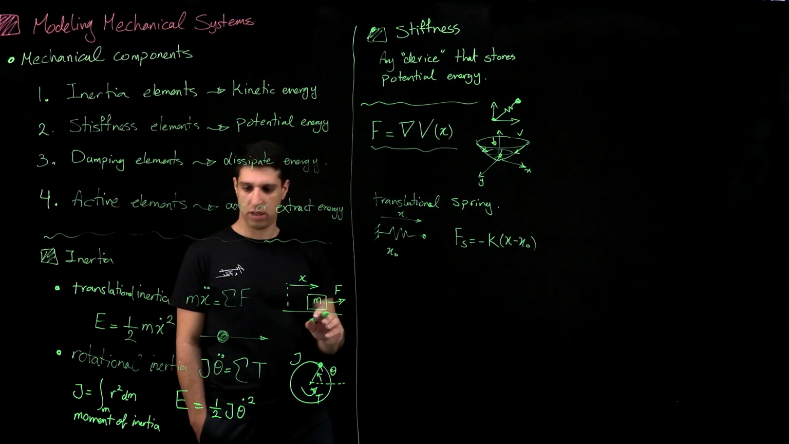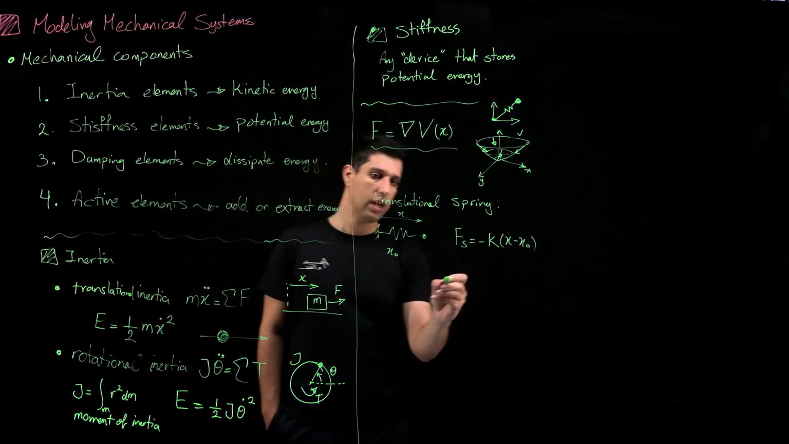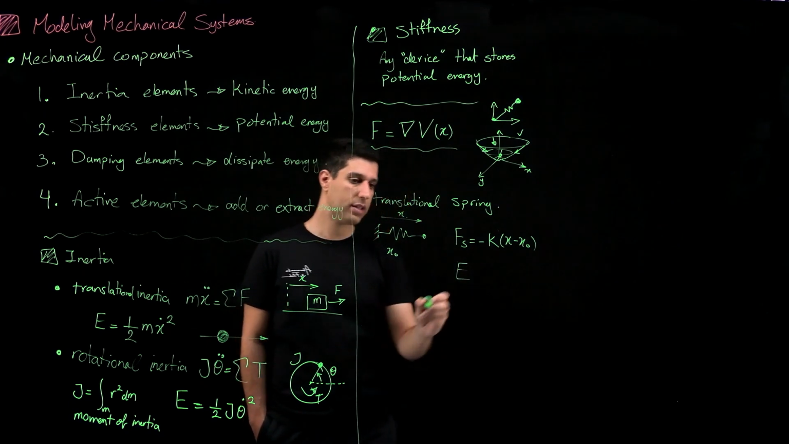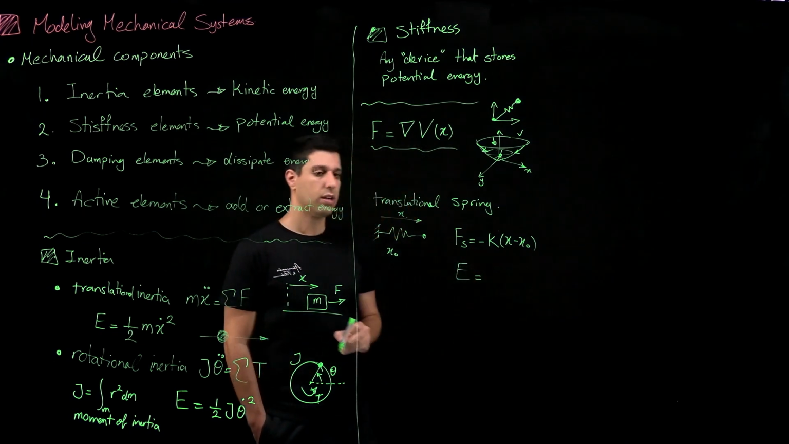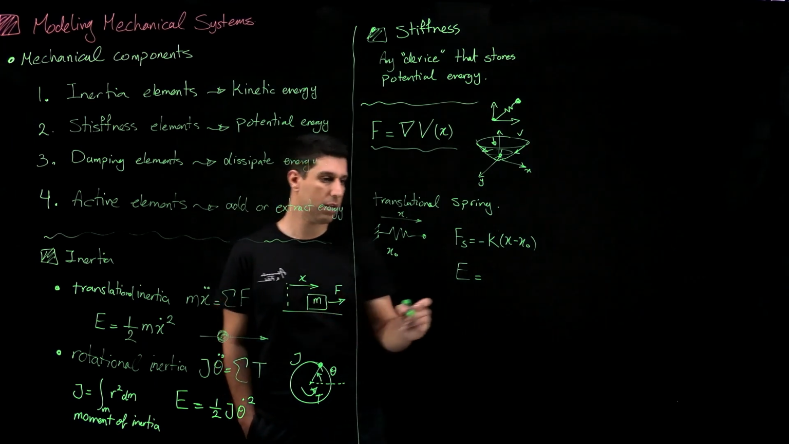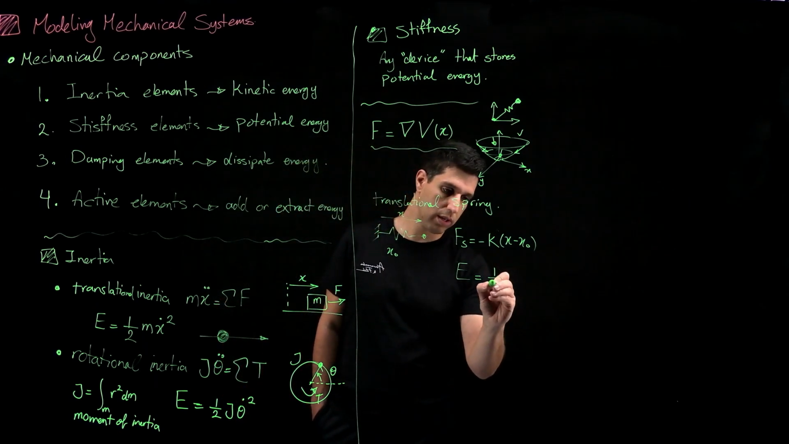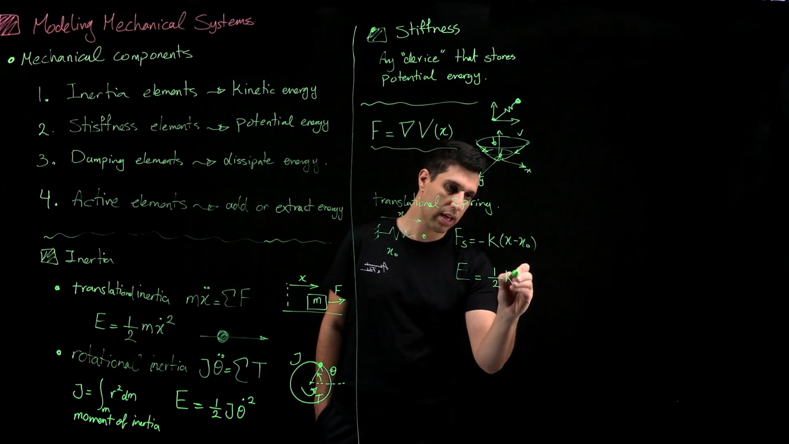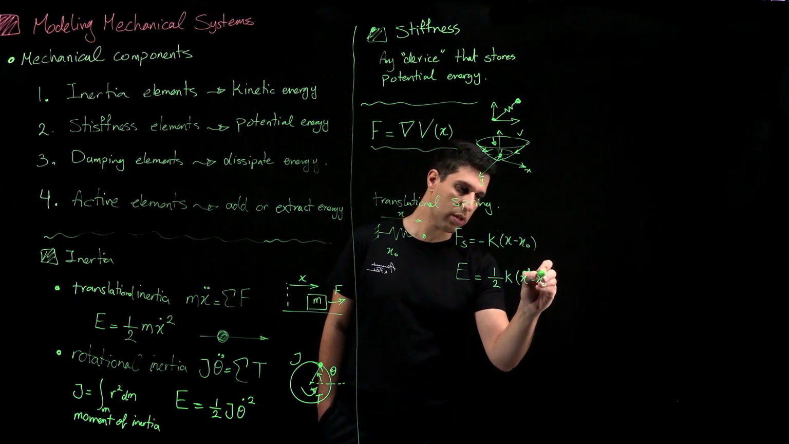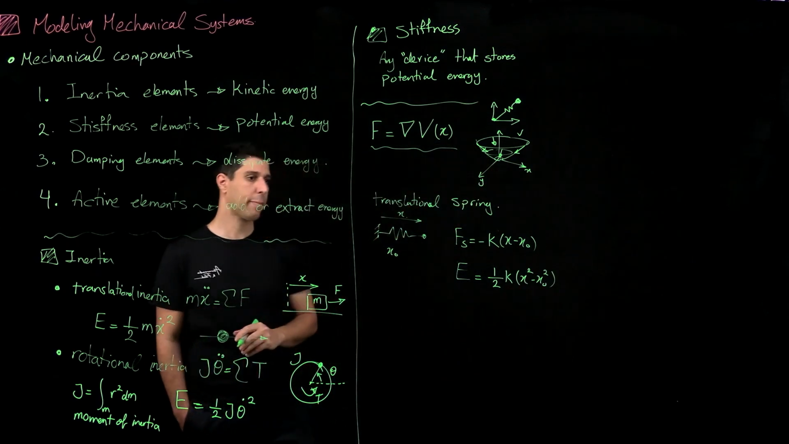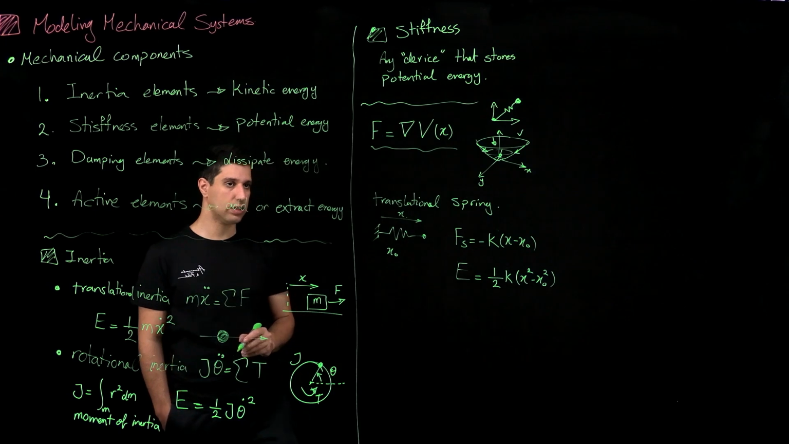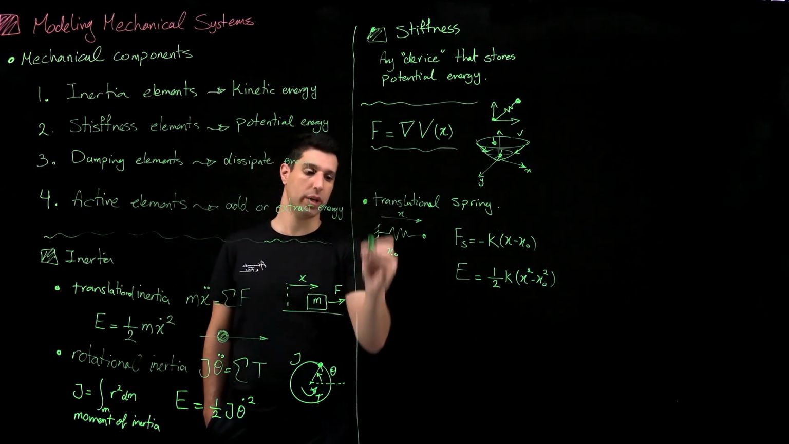Similar to here, the energy that is stored in terms of potential energy in this element, if you recall, is a half k (x squared minus x naught squared). And that is the potential energy stored in this system, in this component.